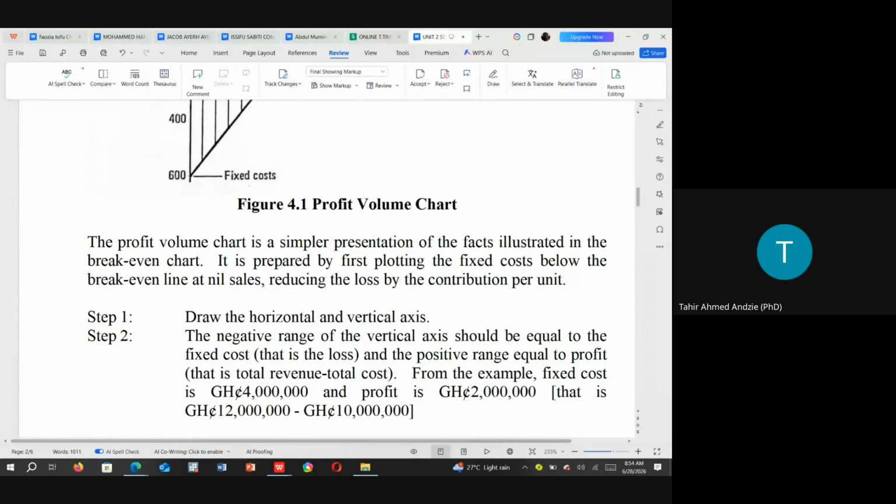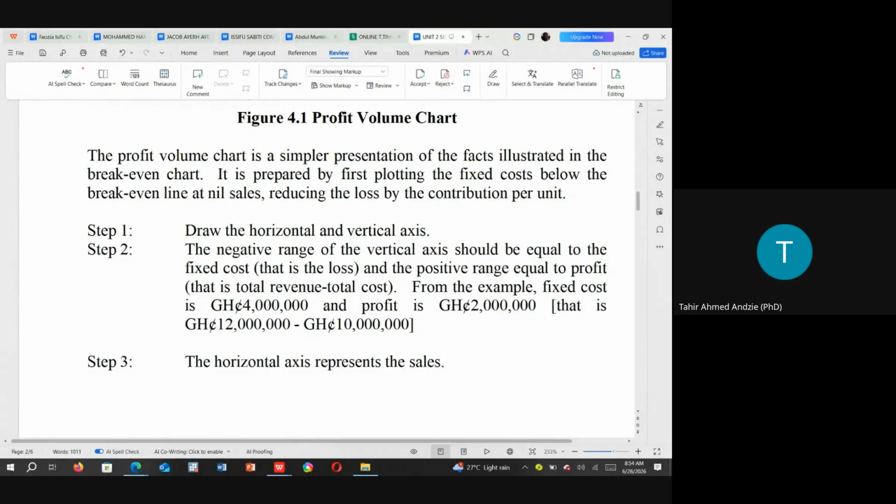total horizontal and vertical axis. The negative range of the vertical axis should be equal to the fixed cost, which is the total loss, and the positive range should be equal to the profits. That is the profit made. That is total revenue less total cost. From the example, fixed cost is 4 million and the profit is 2 million. You have done that already.